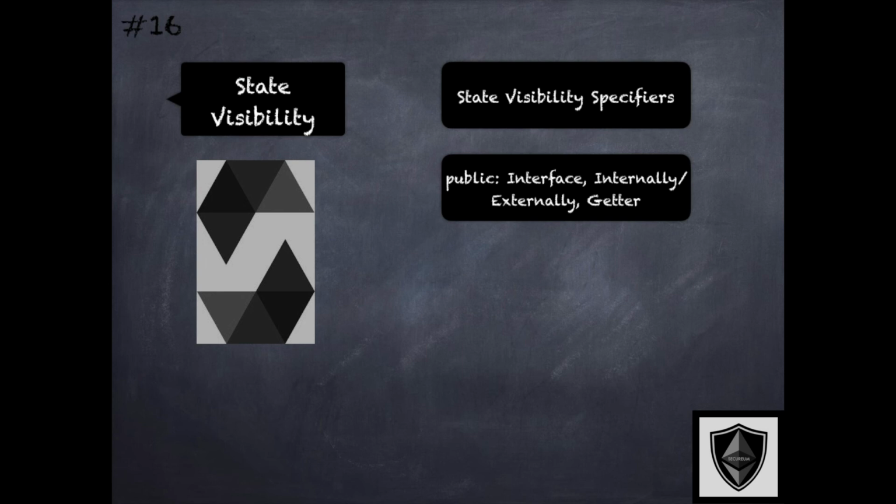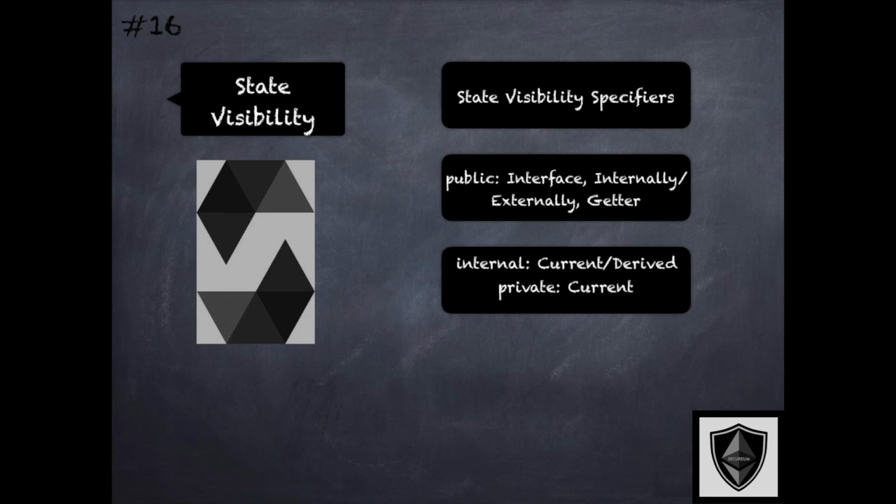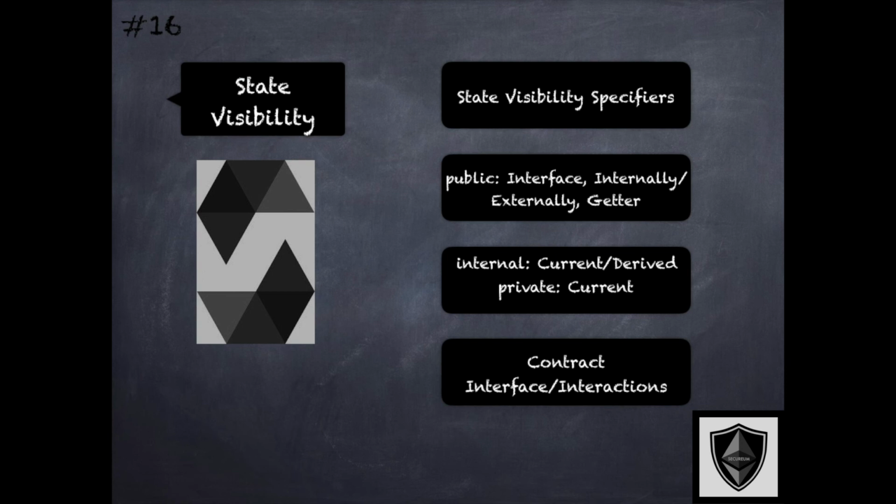The second visibility specifier is internal. Internal state variables can be accessed only internally from within the current contract or contracts deriving from this contract. The third one is private visibility. Private visibility state variables can be accessed only from within the contract they are defined in, and not even from the contracts that are derived from it.